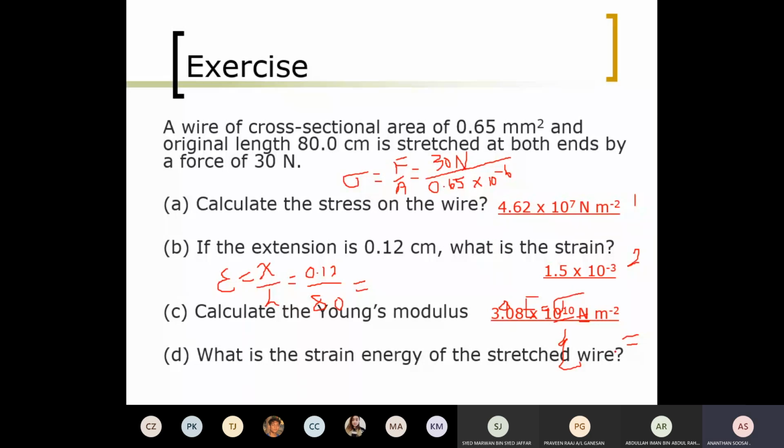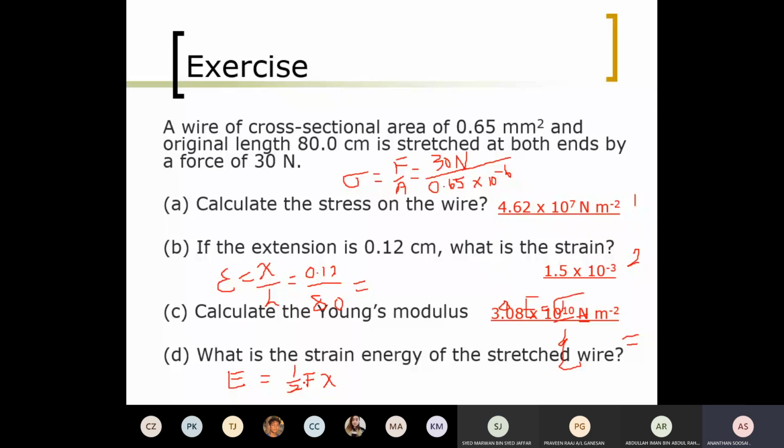What is the strain energy in the stretched wire? How much energy is stored in the stretched wire? So for strain energy, what is the formula used? The energy symbol is Eu, so half Fx is the strain energy. But with one condition: what is the condition to use this formula? Anyone? We are assuming that it never exceeds the limit of proportionality or elastic limit.